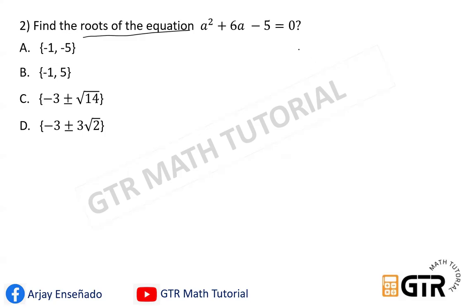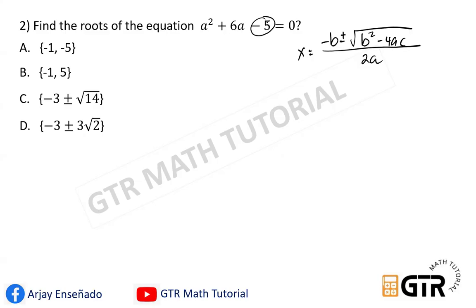The quadratic formula: x is equal to negative b plus or minus square root of b squared minus 4ac, all divided by 2a. Okay? Or try completing the square. In completing the square, the first step is to move the constant to the other side. So we have a squared plus 6a is equal to negative 5, which becomes positive 5.